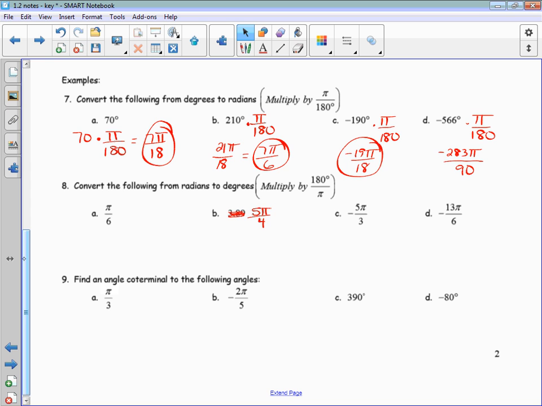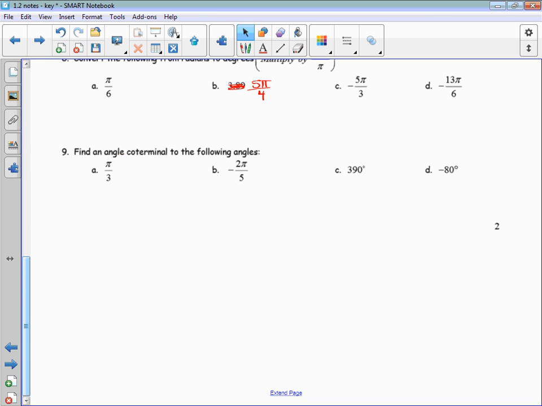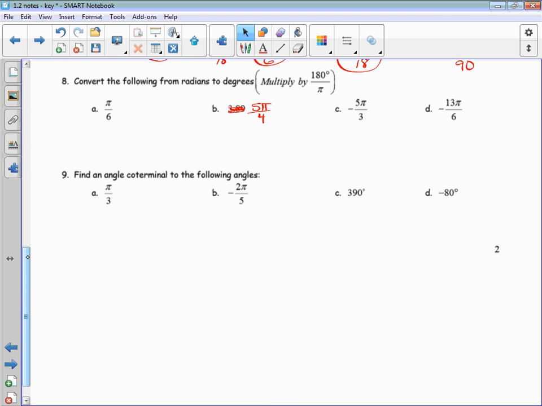All right, so let's do a together. So pi over 6. I'm going to multiply by 180 over pi. So what happens to the pi's? They are gone. And then how many times does 6 go into 180? 30. 30 degrees is your answer. So try those next 3.